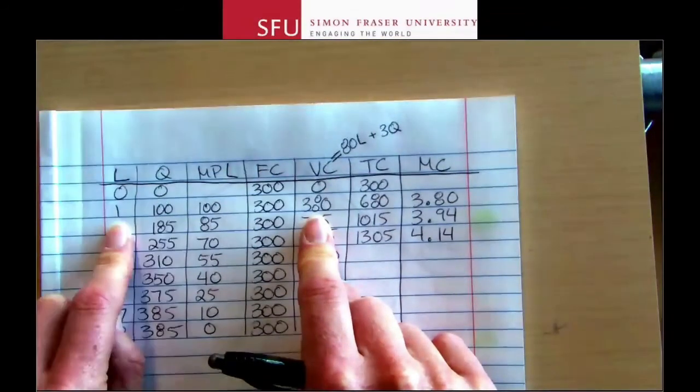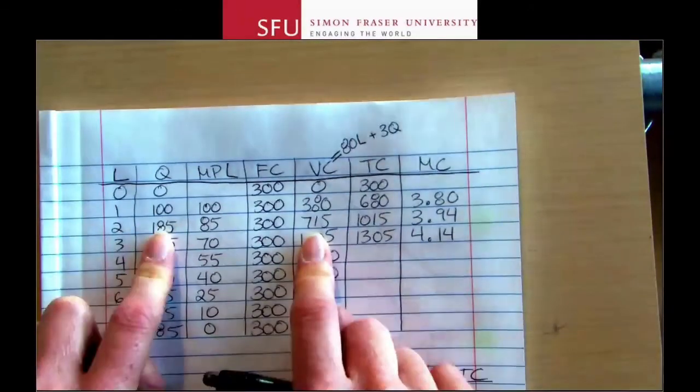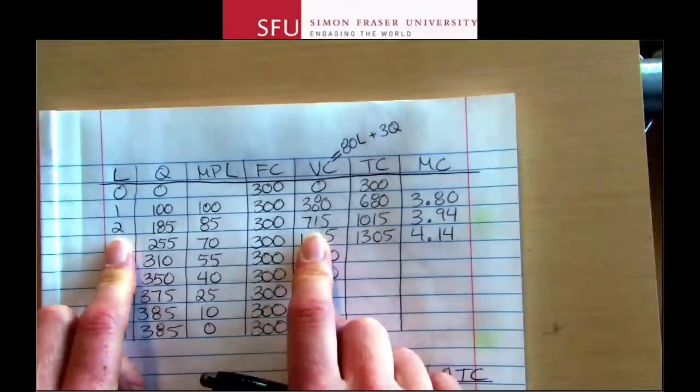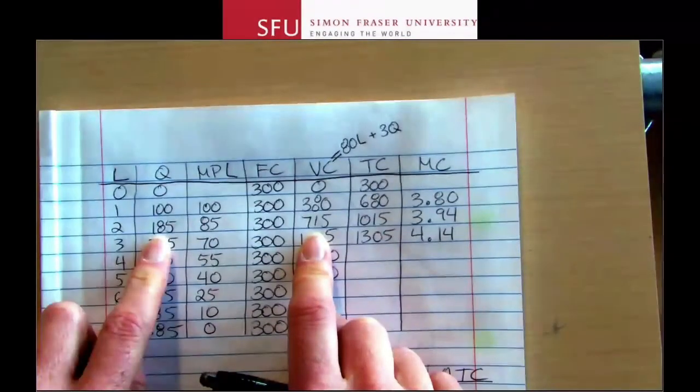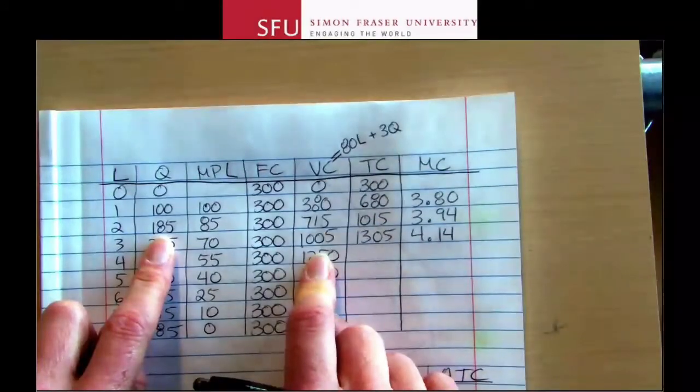300. So you have $80 plus $300 for the ingredients. So that's a total of 380. Okay, and then the next one would be two times $80 wage plus 3 times 185, and that will give you 715. Okay, and so on.